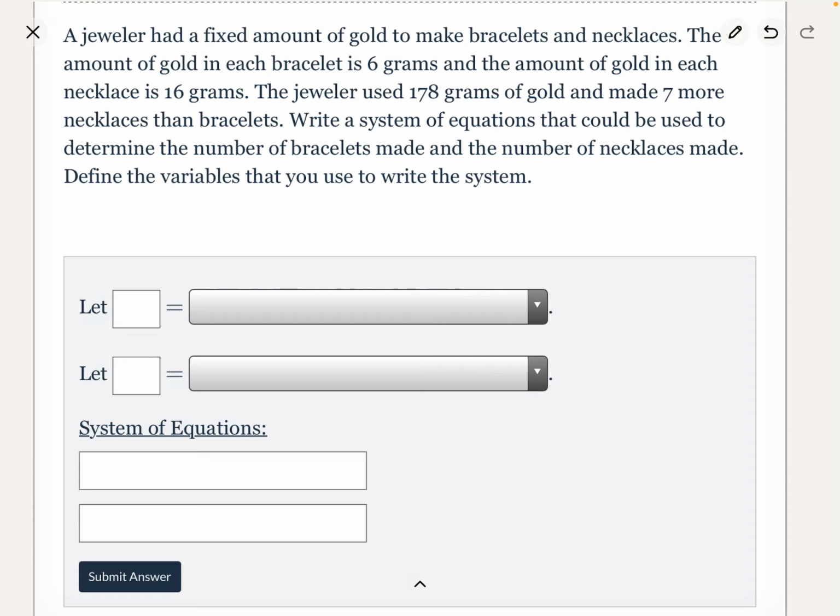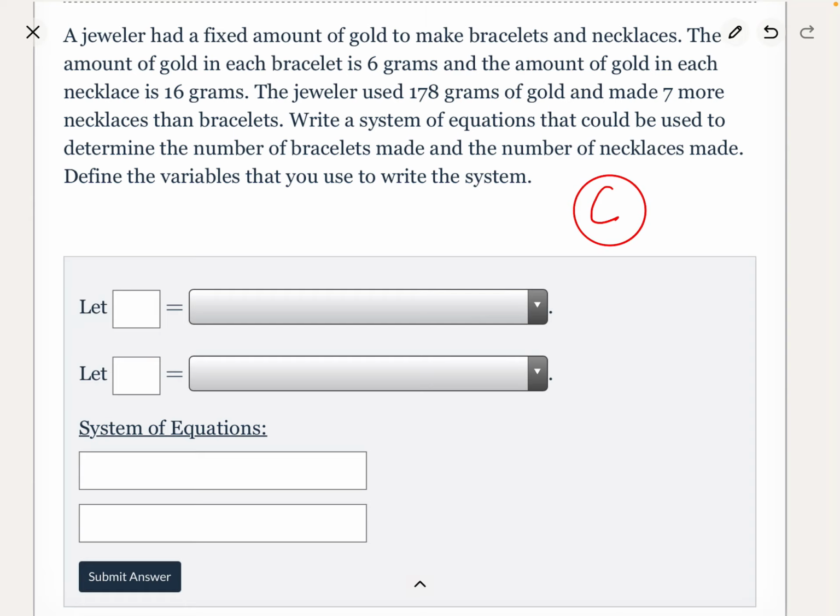So now, the first thing I like to do is put a C here, and that stands for circle. I want you to go through the word problem, and every number that you see, I want you to circle it. And you have to be careful because sometimes the numbers are written and sometimes they're implied. So let me show you what I mean.